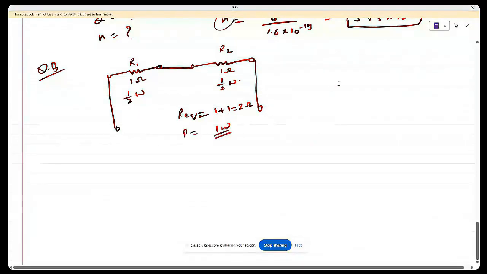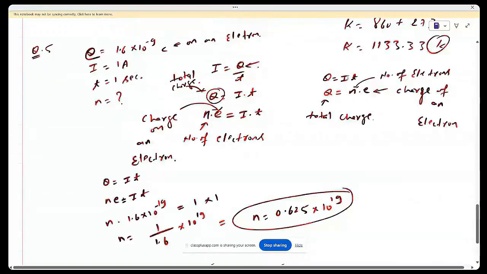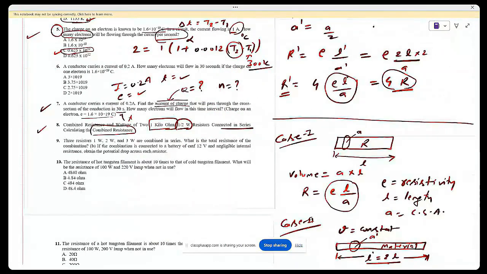Okay. Now question number 8. They are connected in series, so the answer will be 2 ohm. Since kilo is written, you can write 2 kilo ohm. Answer is 2 kilo ohm. Okay. Now come to this one.